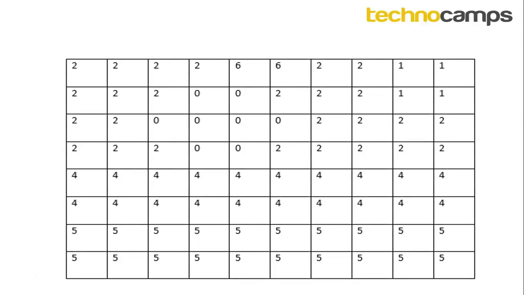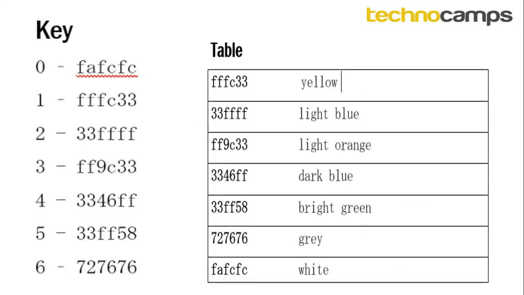You'll have grids like this, very similar to the first activity, except this time you'll see that there's not just ones and zeros, there's a whole range of numbers there. On the next sheet, you'll find a key and a table. The key is the hex value for each number within the grid, and then the table is the color that refers to each hex value.